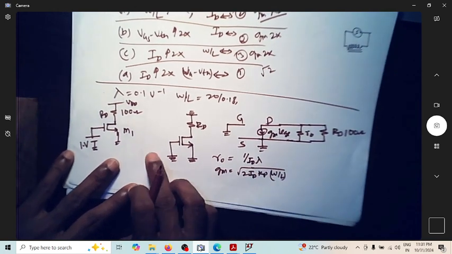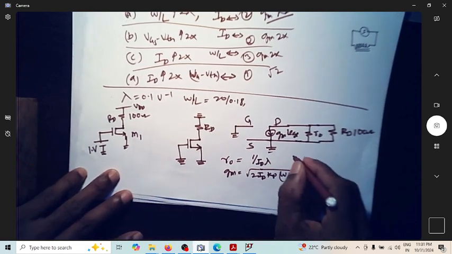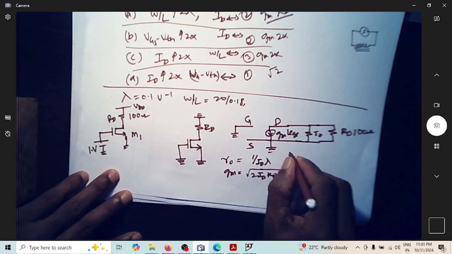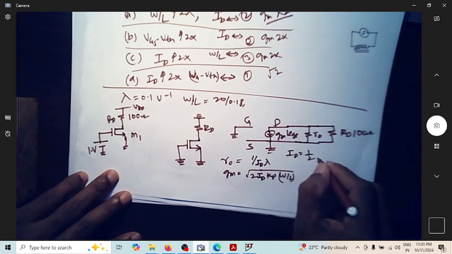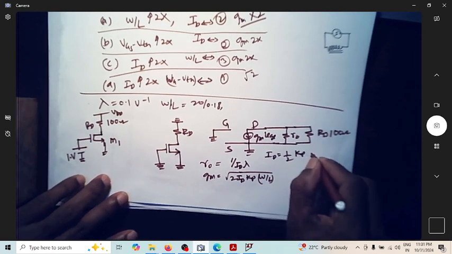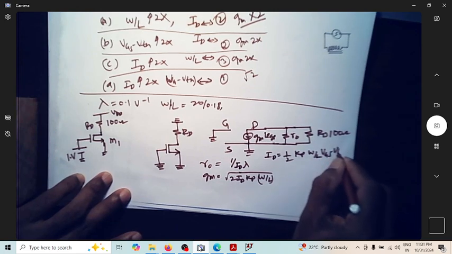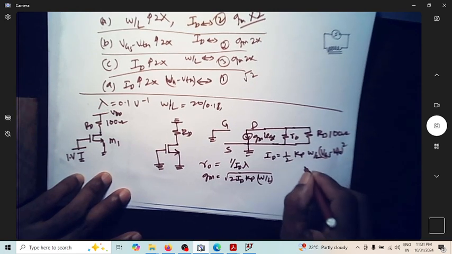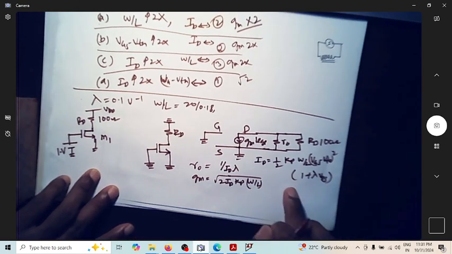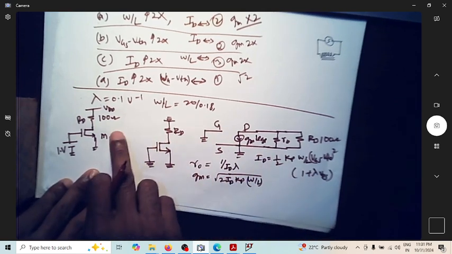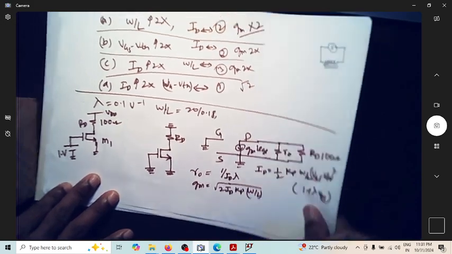Can we find the value of ID? Yes, we can find the value of ID here. So what is the ID expression? ID is given by half Kp W by L (VGS minus VTO) whole square into (1 plus lambda VDS). Why is this 1 plus lambda VDS? Because lambda is not a zero quantity, so this is the channel length modulation parameter.